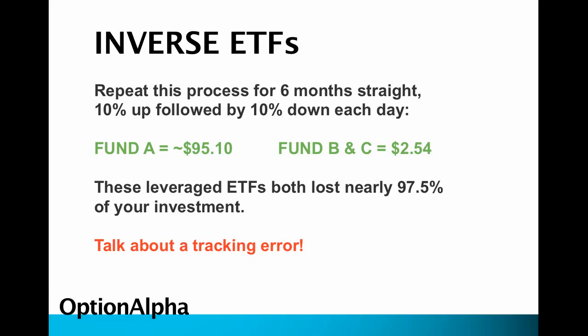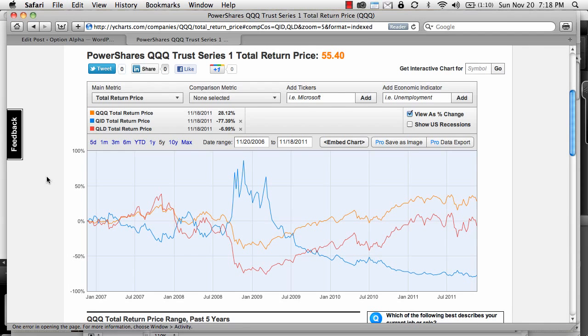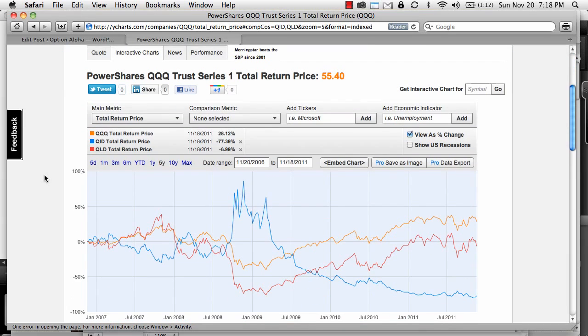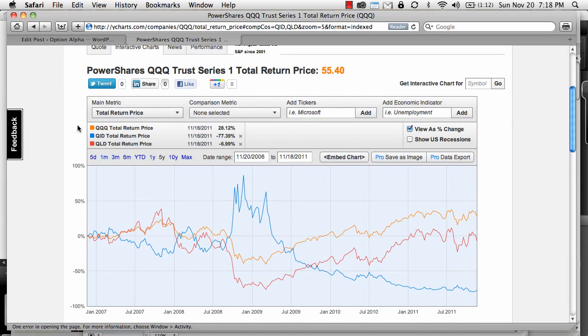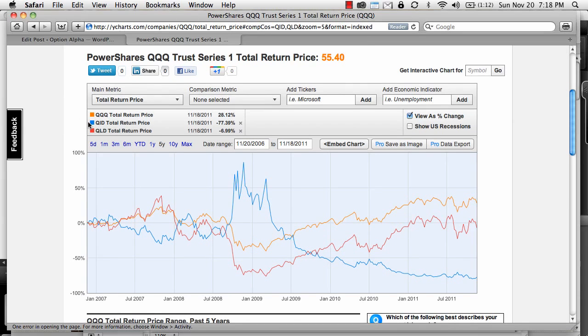Okay, so let's actually take a look at a real example here on my screen. So again, we're back here on my screen, and all I've done here is go to YCharts, which is a great website, ycharts.com, and typed in the QQQ, which is the PowerShares. It follows the NASDAQ. It's the NASDAQ ETF. And so what I've done here is I've actually put in the QID, which is the double short, or the ultra short, I'm sorry, and then the QLD, which is the ultra long of the Qs. So again, I'm just doing the same portfolio that we had assumed before. Same thing, 3 different portfolios, an index, an ultra short, ultra long, etc.